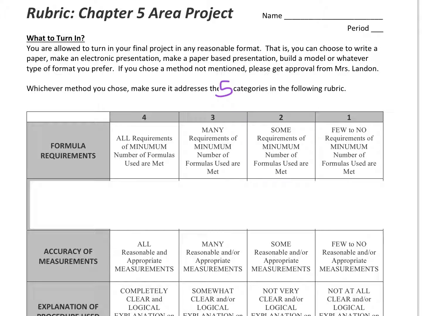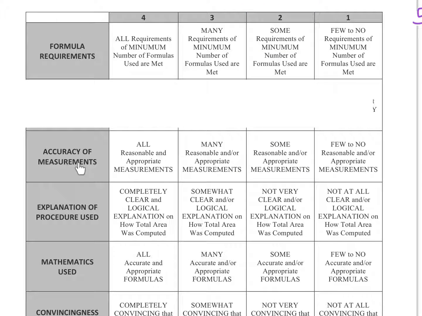The 5 categories used in the scoring rubric, the first is going to be the formula requirements. Remember, the previous page talks about meeting various law of sines, law of cosines, and area formulas. So if you meet all requirements of the minimum number of formulas used, you can get a 4. And it would vary from there from many to some to few or no. Then if we continue on, the next is the accuracy of measurements. Are all the reasonable and appropriate measurements used in your actual figure, or is it many, some, or few?